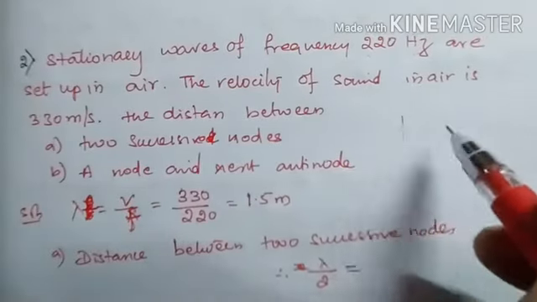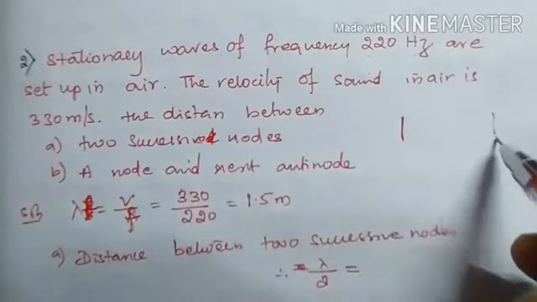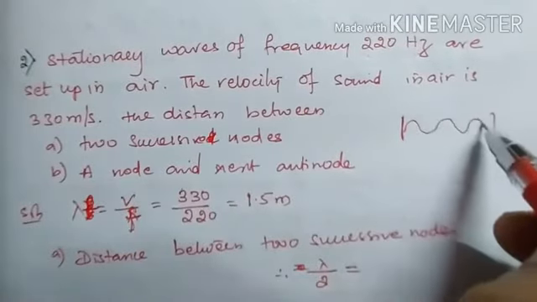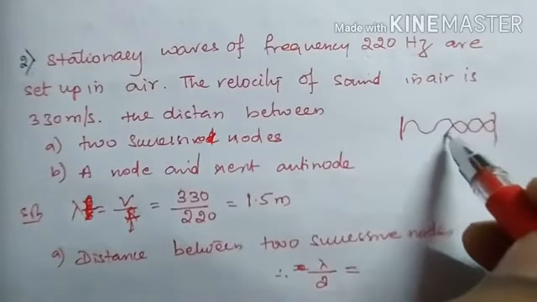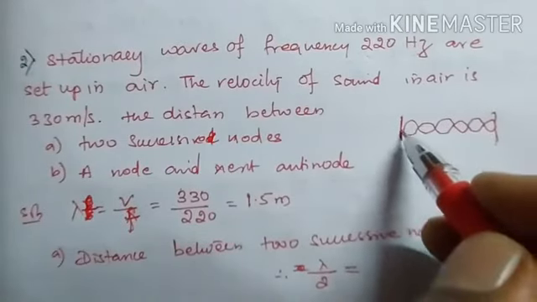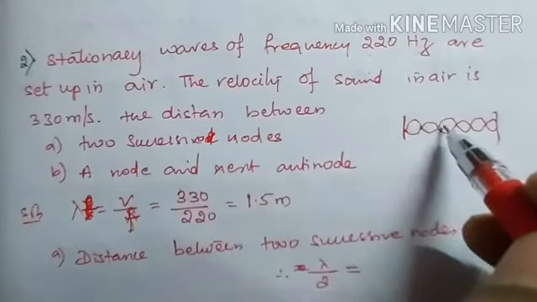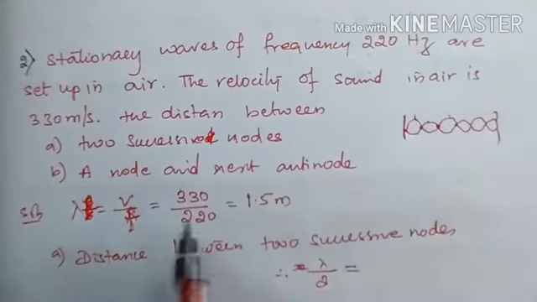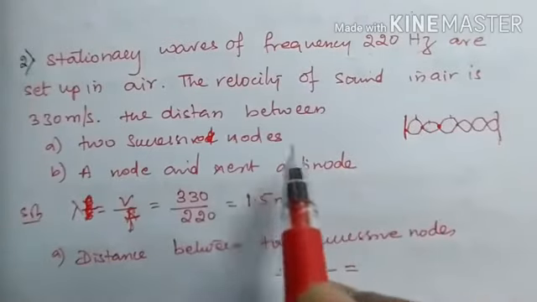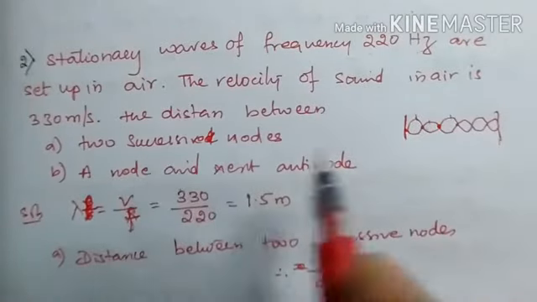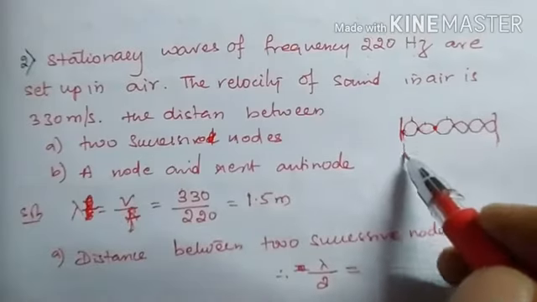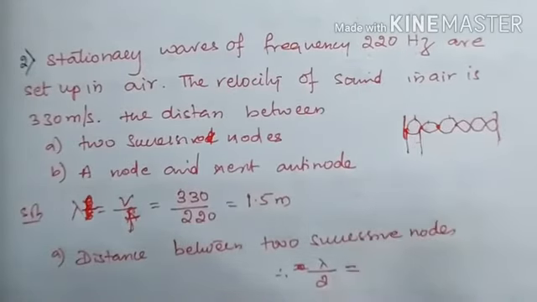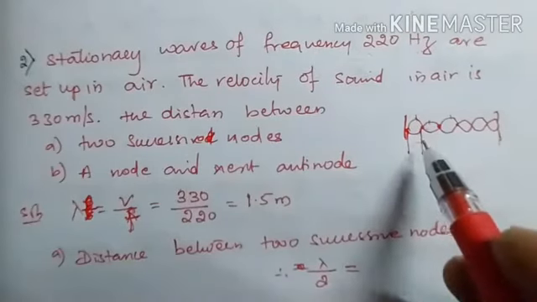You all know that nodes and antinodes. This is the stationary wave which is produced, and we know that these are nodes here, and these are antinodes. So what is the distance between two successive nodes? That means the distance between this and this, that is the first one. So this is lambda by 2. We should understand this is lambda by 2.